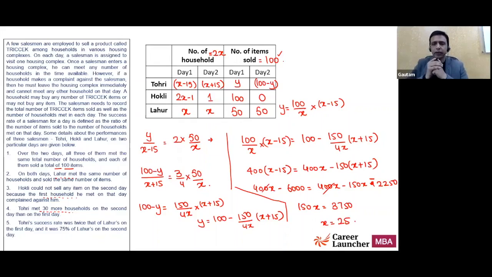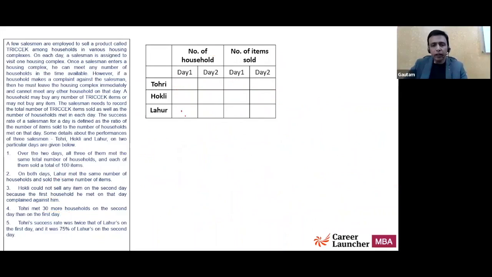Try to figure that out. Now, if x has to be 25, Lahore met 25 households on each day. For Tory, this was x minus 15, so it would be 10, and x plus 15 would be 40. For Hockley, this would be 49 and this would be 1.